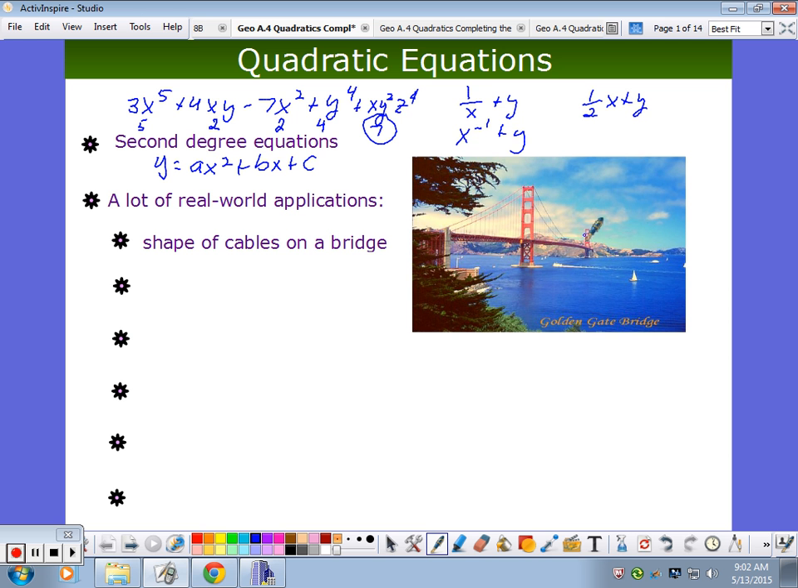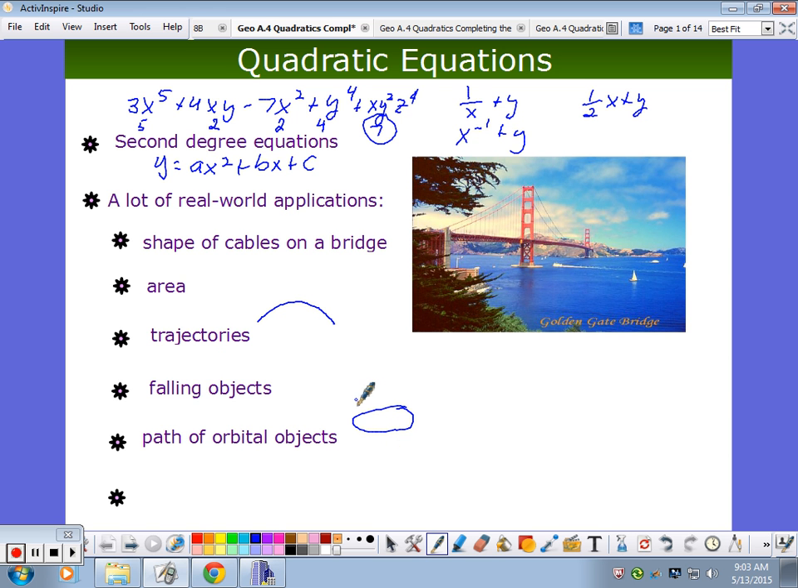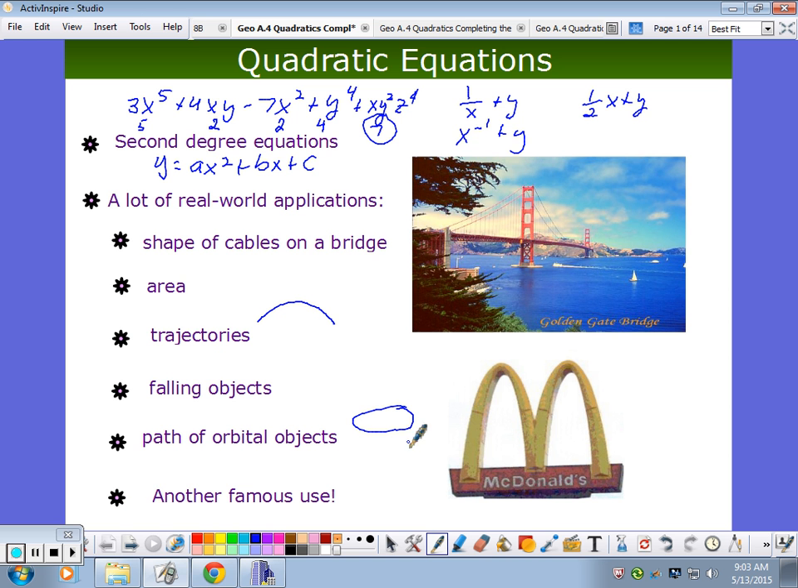Real world applications, a whole bunch. If you look at the shape of a cable on a bridge, that is a parabolic shape, quadratic. Area is very quadratic because you multiply an x times a y, so it's going to be second degree. Trajectories: you fire a cannon, right? That path is quadratic. Falling objects have a quadratic path too. The path of orbital objects is quadratic. And then the most famous one of all, these golden arches, each one of them quadratic. You couldn't have McDonald's without them. Well, I guess this is not the quadratic's greatest moment. But anyway, quadratics.